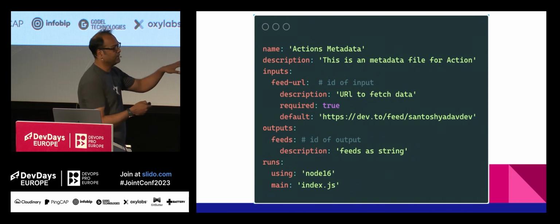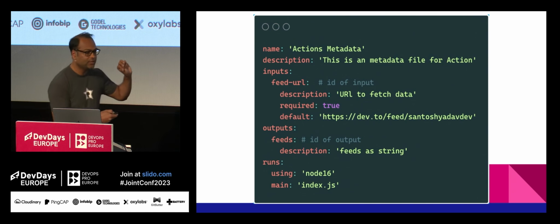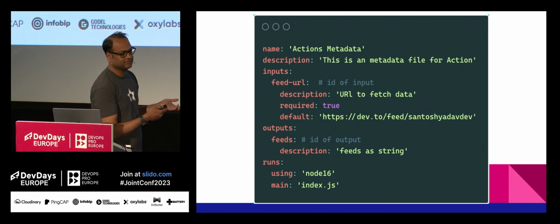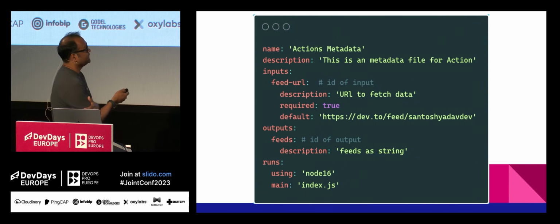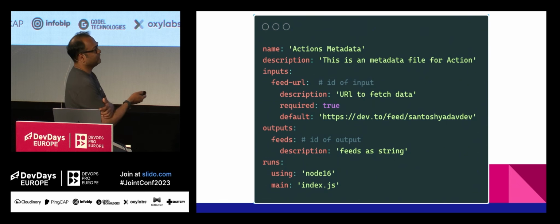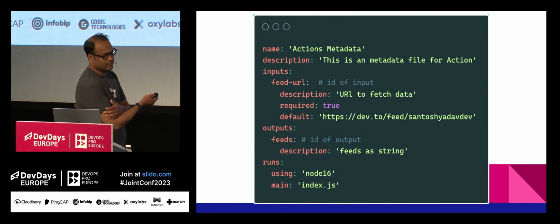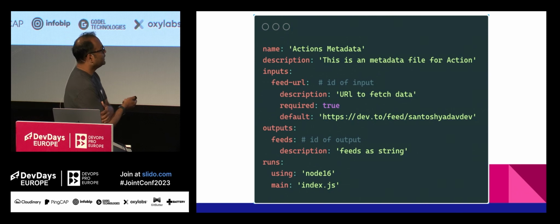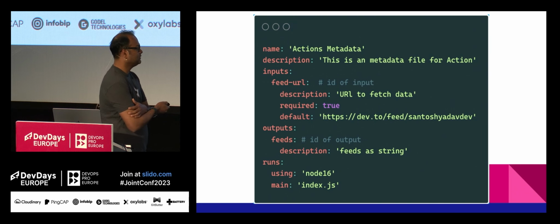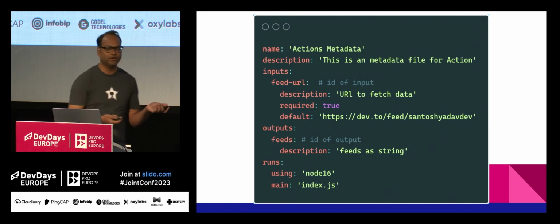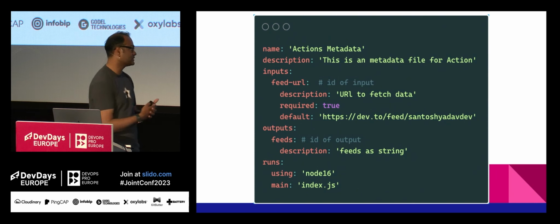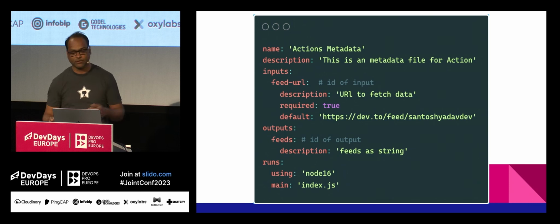This is a simple action which I have written to retrieve an RSS feed. I'm saying this is the feed URL, it is required, and the default value is of course my blog, so go ahead and retrieve the feeds from here. And then the output can be feeds, the feeds you get, as a string, and it runs on this machine. And this is my main file, because I said we'll be writing JavaScript or TypeScript. This is the main entry file which needs to be executed when you run your workflow.